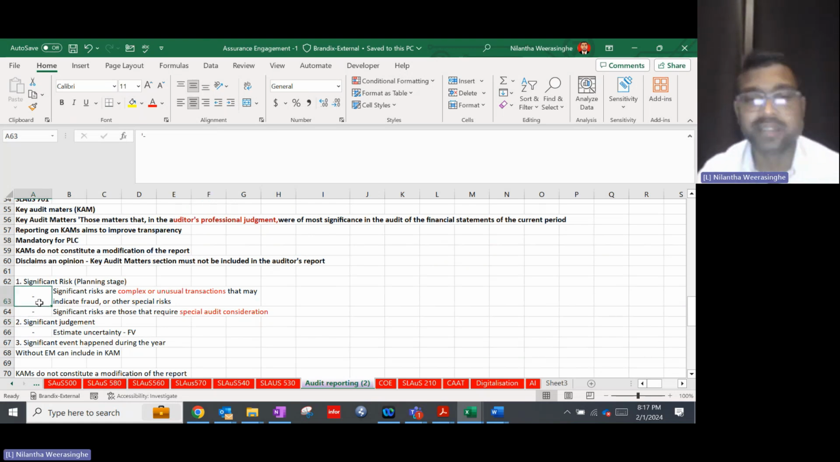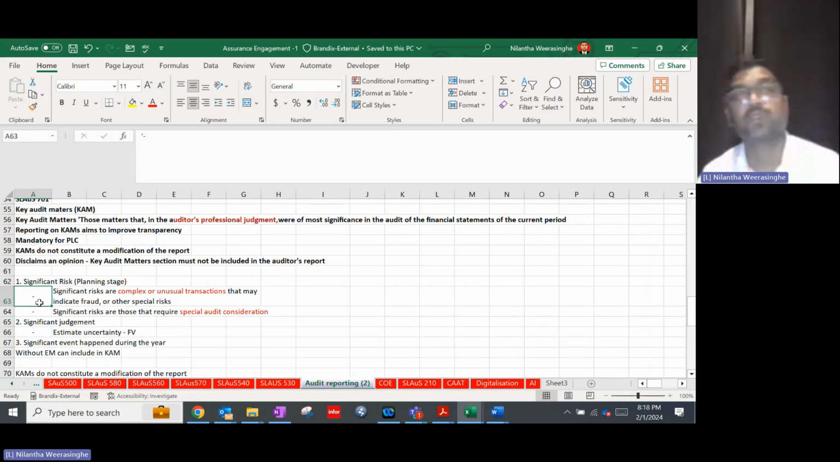Second one, significant judgment. When you prepare financial statements, you make a lot of judgments. Depreciation is a judgment, fair valuation is a judgment, NRV is a judgment, provision is a judgment. So all are judgments. If you made significant judgments, those you will identify and include under key audit matters.